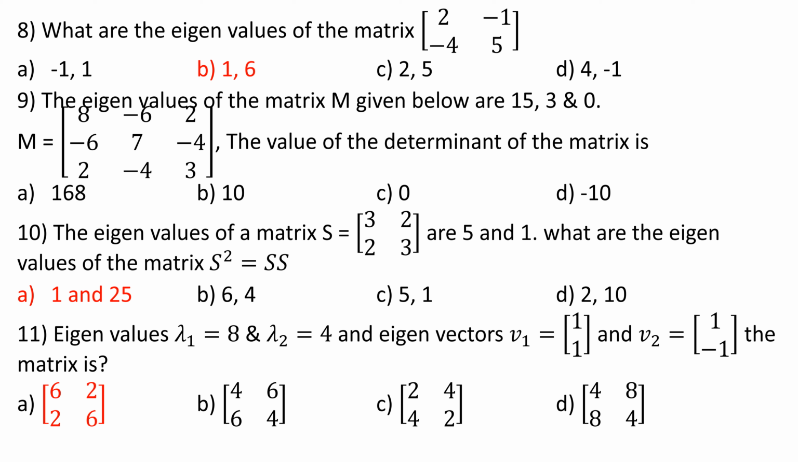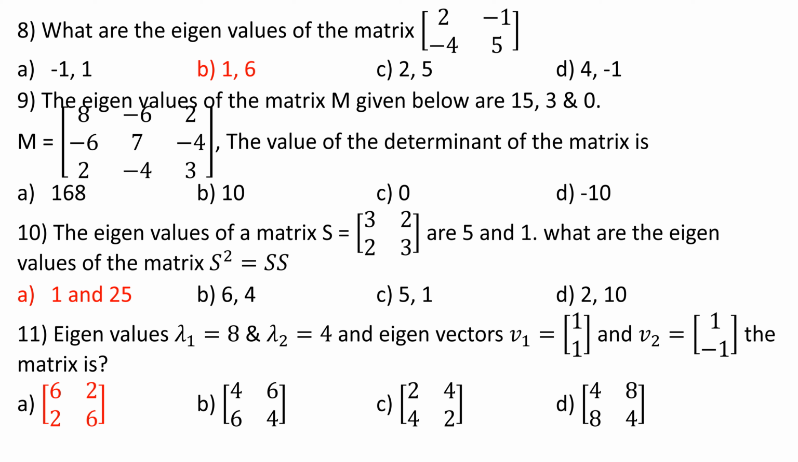Okay, now look at question number 9. The eigenvalues of the matrix M given below are 15, 3, 0, and the matrix M has the elements 8, minus 6, 2, minus 6, 7, minus 4, 2, minus 4, 3. The value of the determinant of the matrix. Here eigenvalues are given and the matrix is given, and we are asked to find the determinant of the matrix, which is directly the product of the eigenvalues. 15 into 3 into 0, there is a 0 there, so clearly 0 is the answer. So option C is correct. I have not marked it. Okay, so option C is correct.